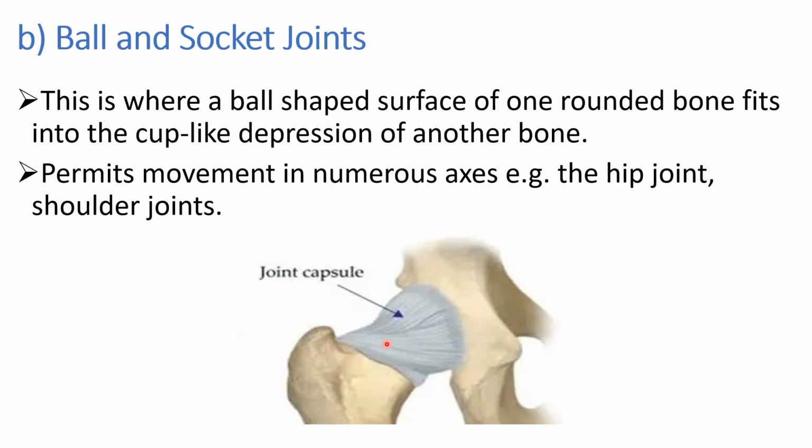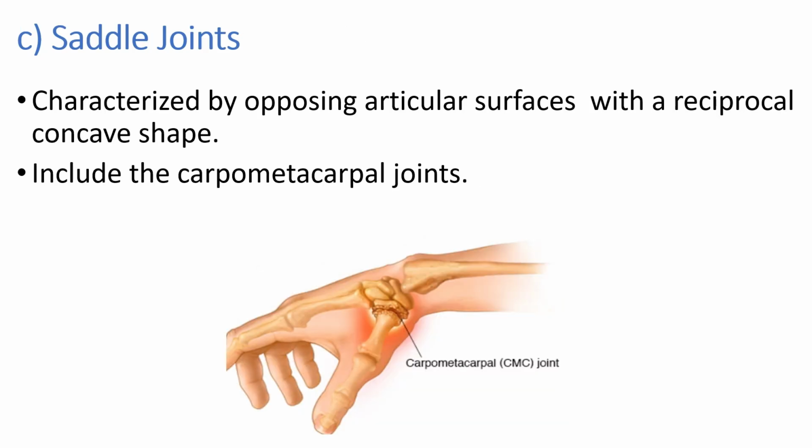As we can see, these are the joint capsule. Here is where we have the ball, and here is where we have the socket. The ball fits into the socket. The socket is the cup-like depression, and the ball is the rounded part of the bone that fits into the socket, and that's why it's called a ball and socket joint. It allows multi-axial movement in multiple directions.